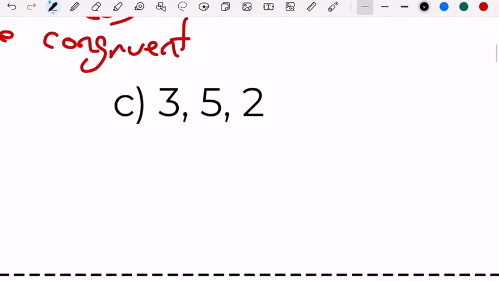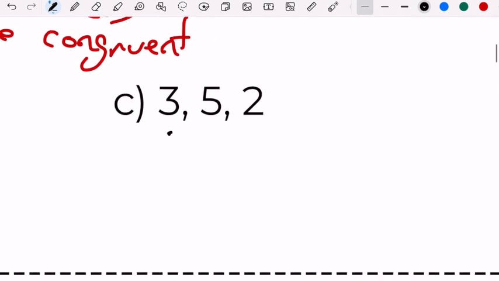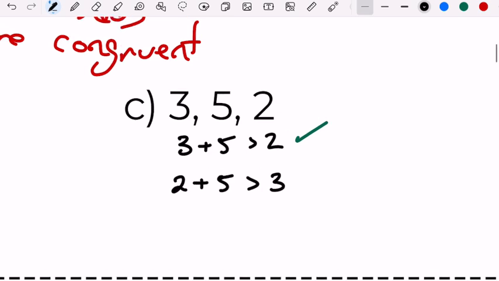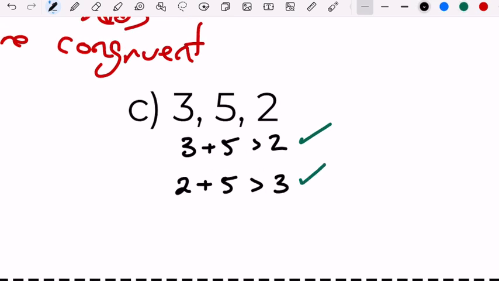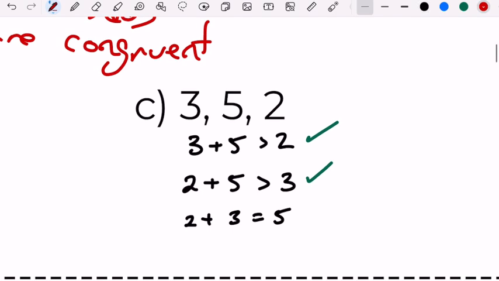So this one is very interesting. Because if I do 3 plus 5, yes, this is bigger than 2. If I do 2 plus 5, this is bigger than 3. Awesome. But what happens here in 2 plus 3? This is exactly 5. So this is wrong because I need this to be greater, not equal. So this is not a triangle.